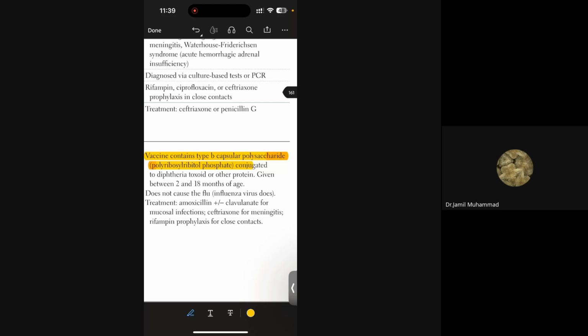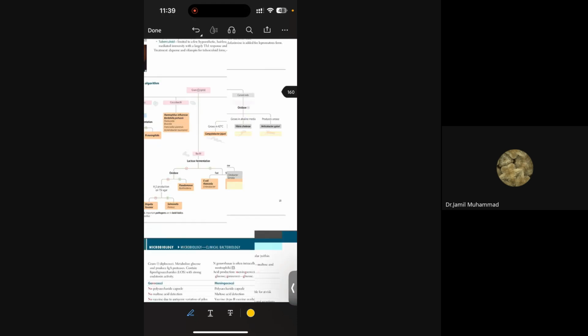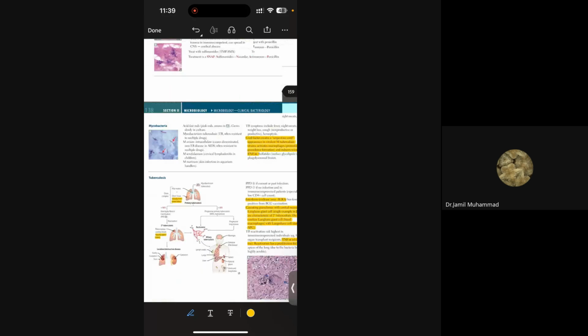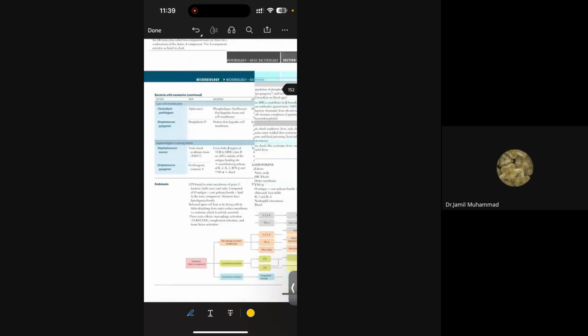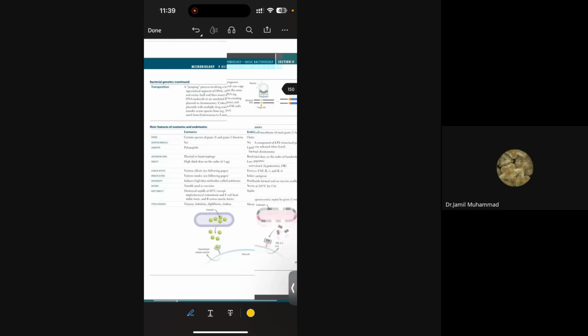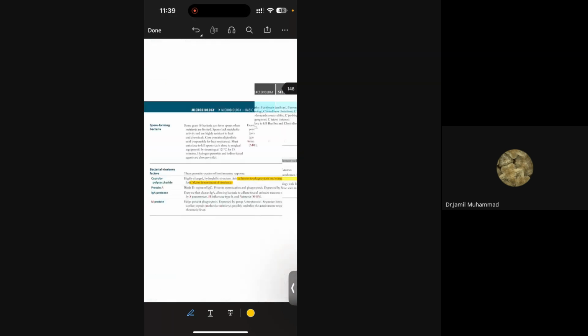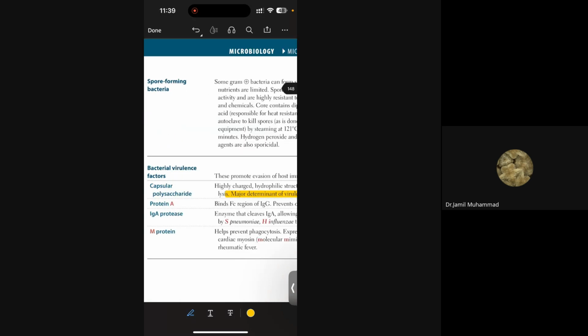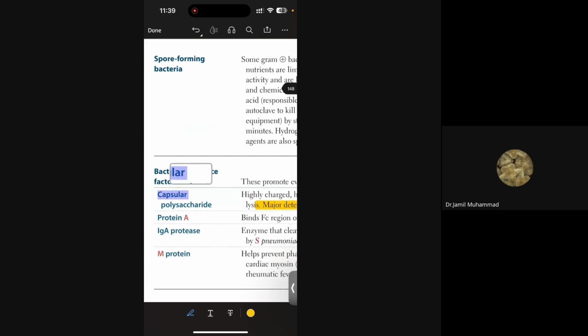Okay, so our body will remember that this specific part is a part of an infection, and when the body sees that infection again, it will start to produce antibodies, and it will start to generate a neutrophilic response against that bacteria. Okay, so the main virulence factor in Haemophilus influenzae is the capsule. Bacterial virulence factors: capsular, yes.